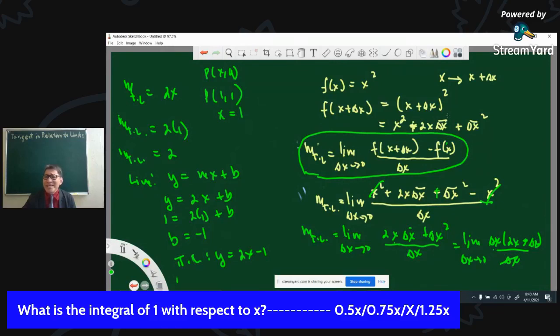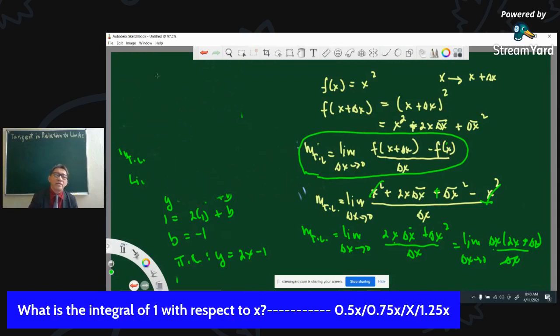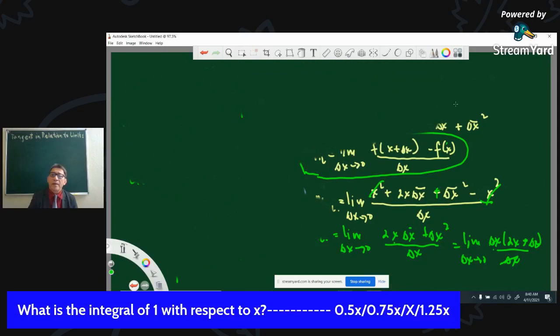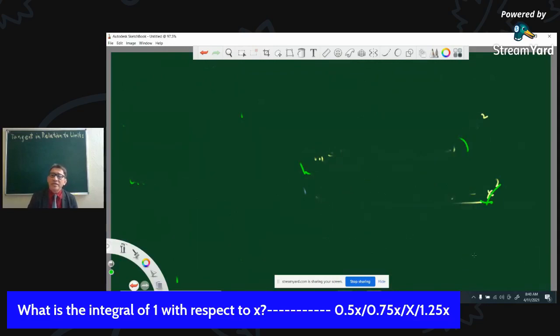Because in a parabola, the different position of x also gives you an infinite number of slopes. Okay, so now what about the normal line? Let's find the normal line.